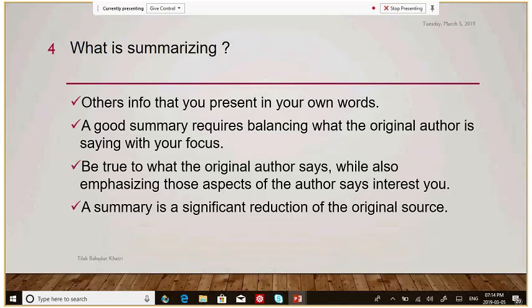The original source is very lengthy. In this situation, we should summarize the original sources, articles, or books in our own language, but we do not modify the original theme.